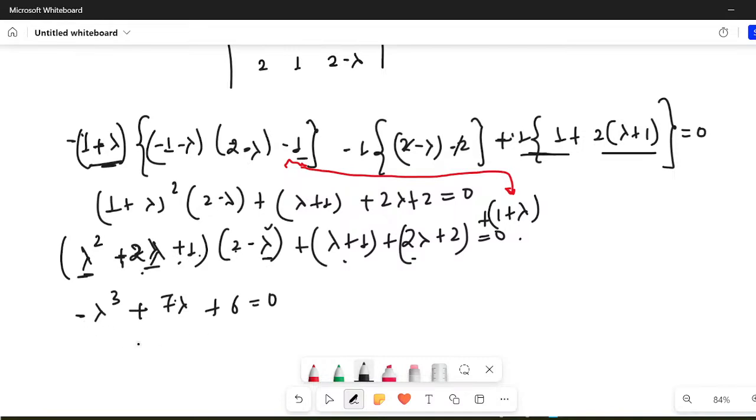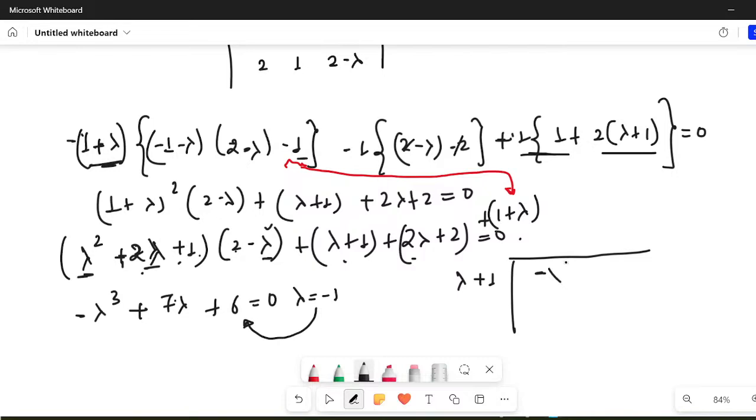I think this is quite easy to solve. You just place lambda equal to 1 here, so you'll get minus 1 plus 7, which is plus 6. No, it's not going to work. Place lambda equal to minus 1. This would be 1, this would be minus 7 and plus 6. So clear. So if I place lambda equal to minus 1, it implies I have to divide by lambda plus 1.